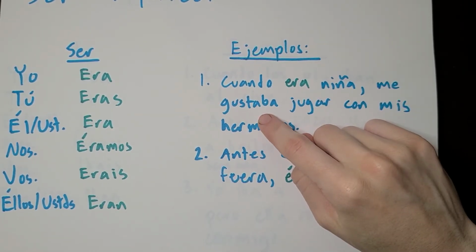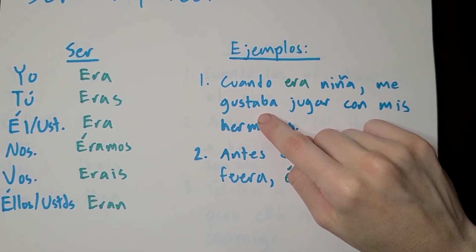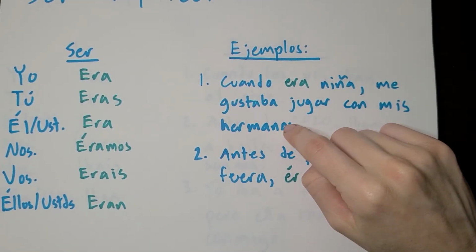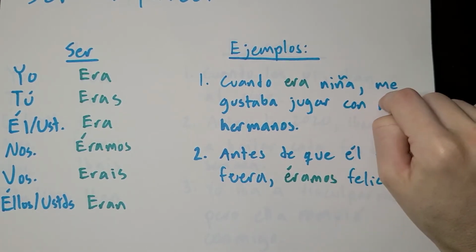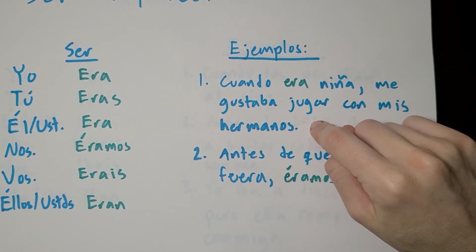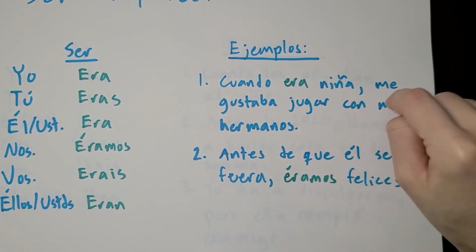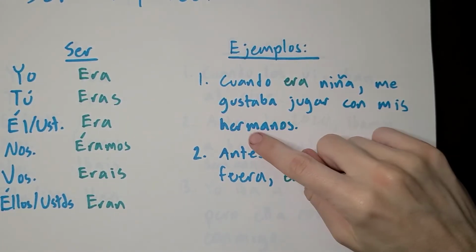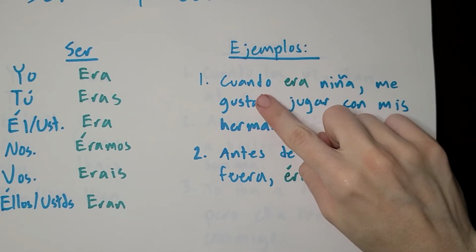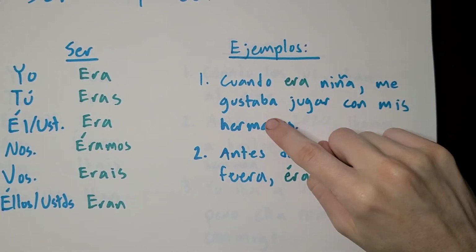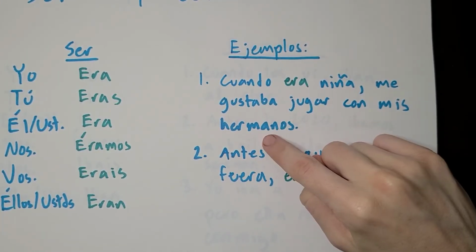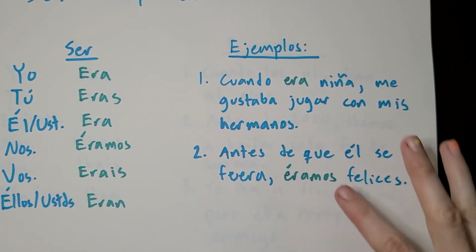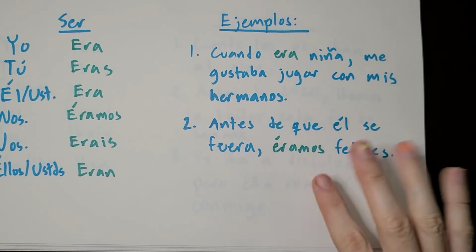Gustar is also conjugated here in the imperfect tense, but it is a regular verb. Me gustaba, I used to like. And when you have me gusta, you always follow it with the infinitive. If you're saying I like to do something, me gustaba jugar, to play, con mis hermanos, with my brothers. One more time. Cuando era niña, me gustaba jugar con mis hermanos. When I was a little girl, I liked to play with my brothers, or my siblings.